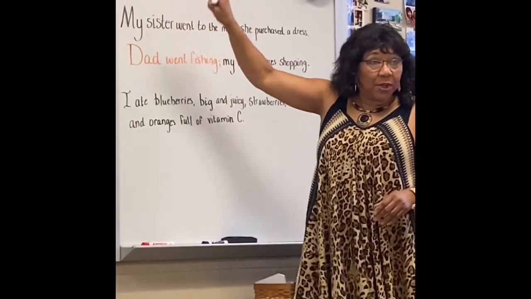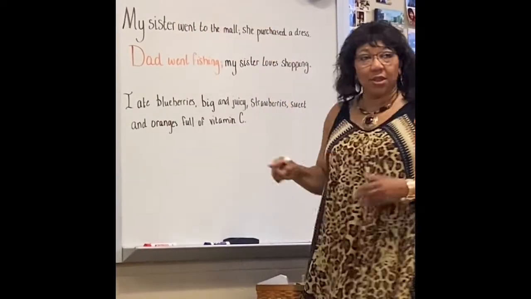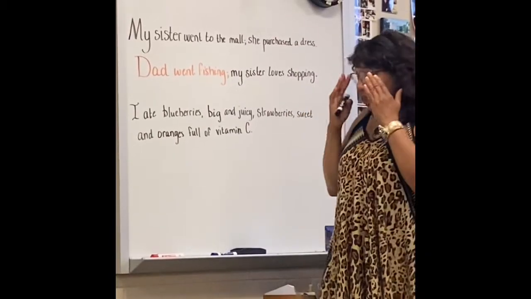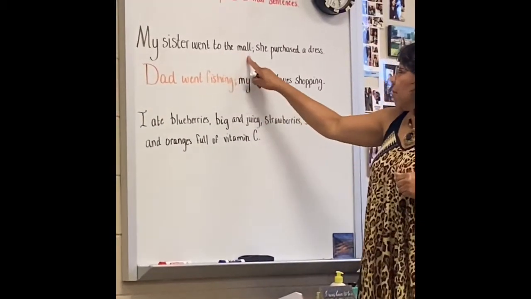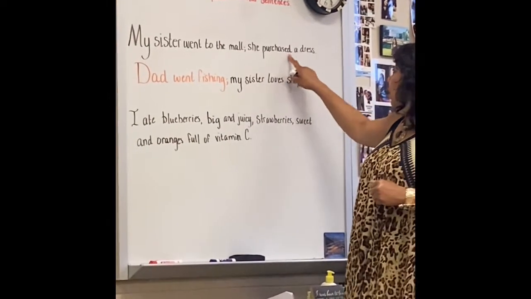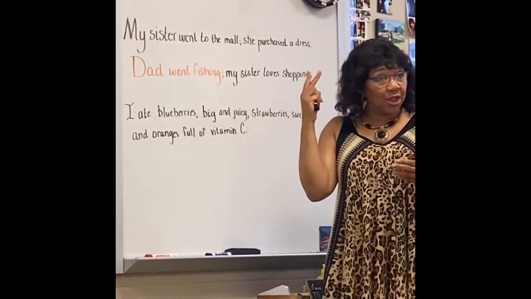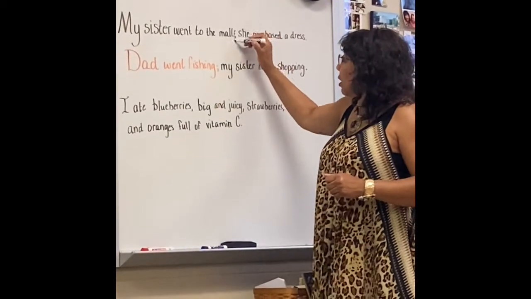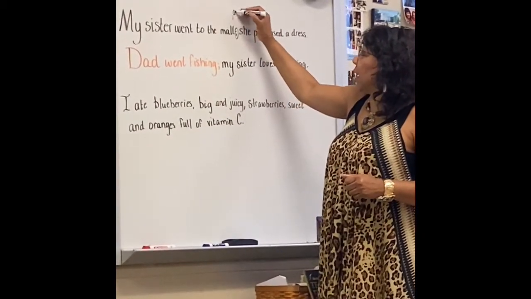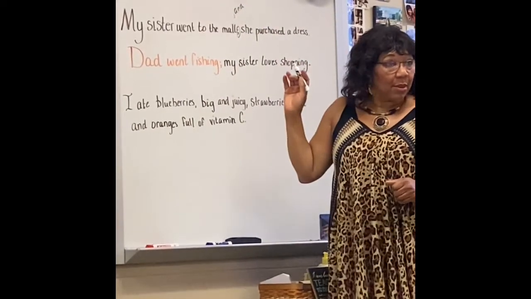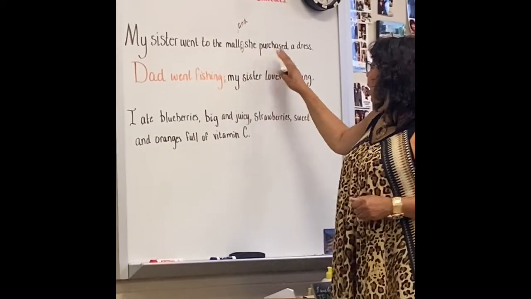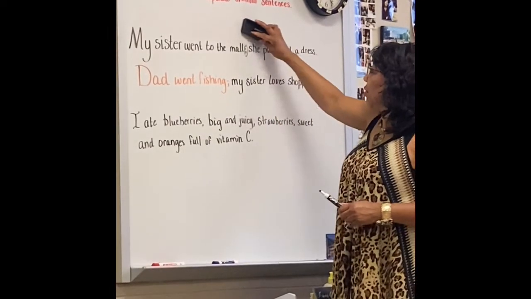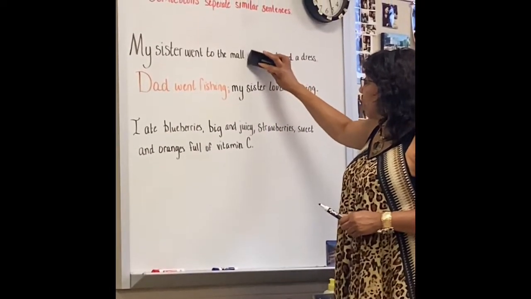Semicolons' main purpose is to separate similar sentences. What is a similar sentence? It's a sentence that goes together, correct? So look at this sentence. My sister went to the mall. She purchased a dress. That's two sentences, right? Last week, we learned how to separate the sentences, and we could have put a comma and, could we not? Because we could have said my sister went to the mall and she purchased a dress. But we can also just use a semicolon because semicolons separate similar sentences.